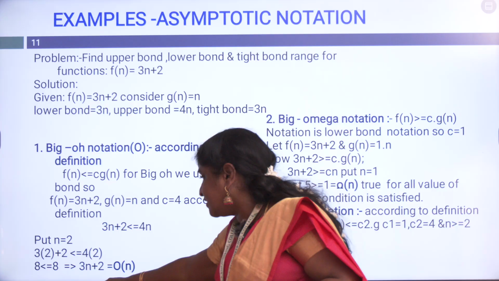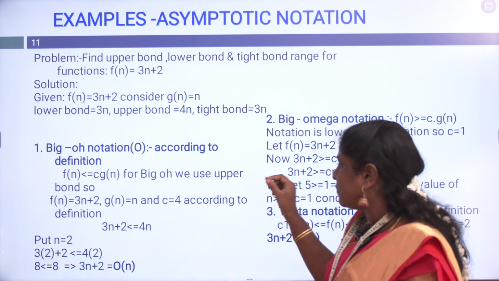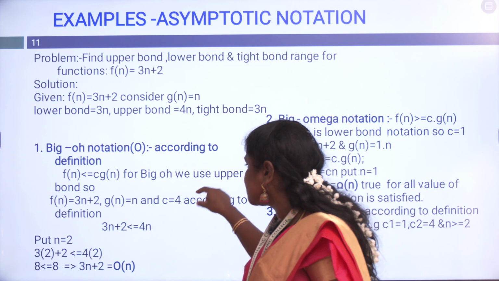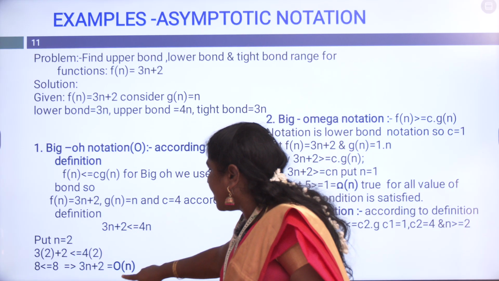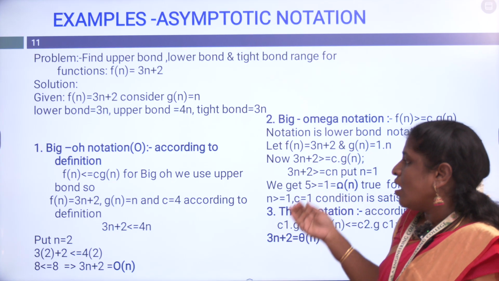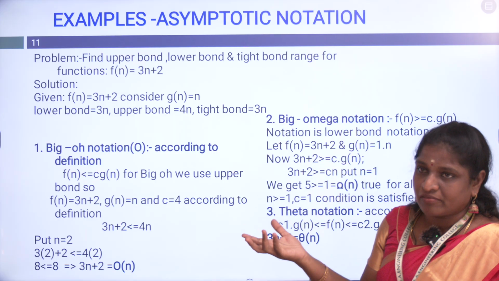Then we can assign that 3n plus 2 is big O of n when the particular n value is 2 and the particular c constant value is 4. Okay, so the condition is satisfied and we are assigning big O of n. So we need to follow when the particular c value is getting effective.